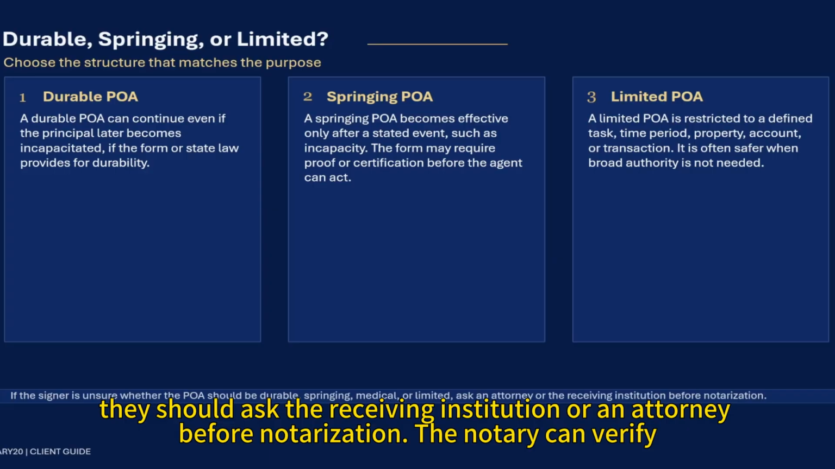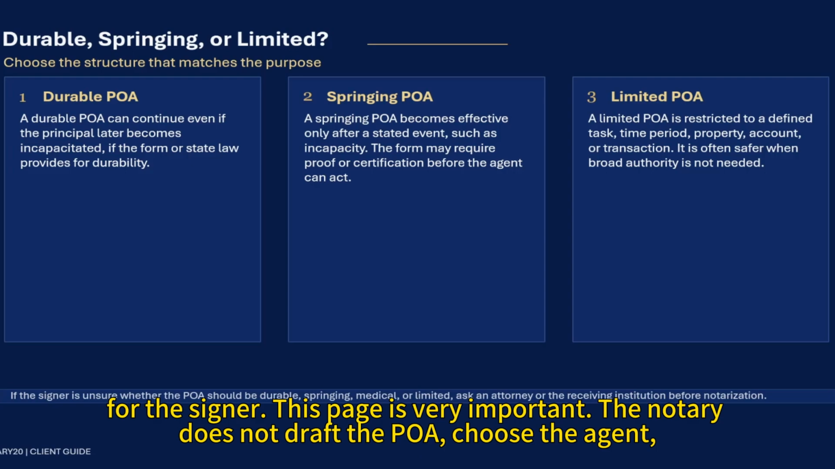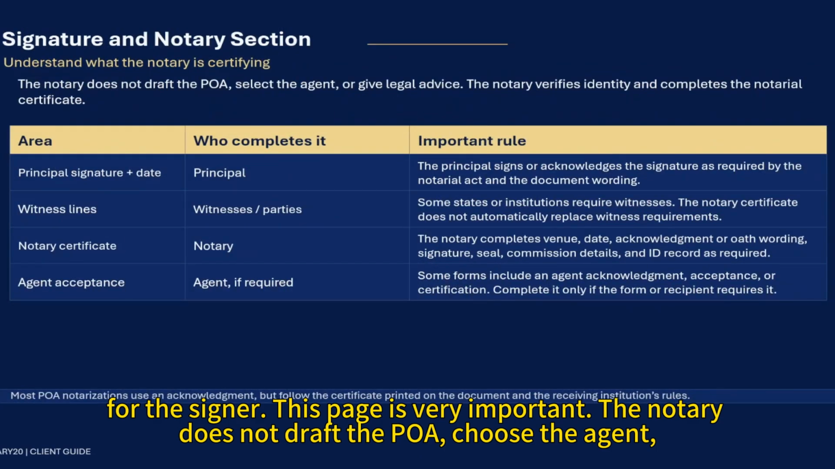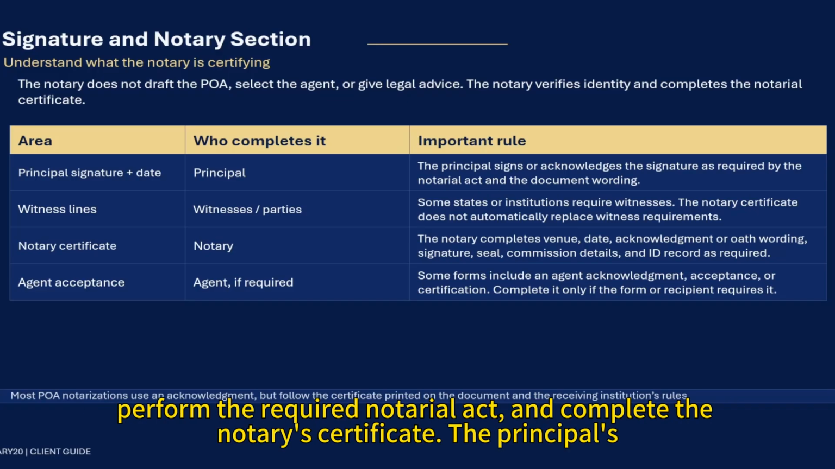The notary can verify identity and complete the notarial certificate, but the notary cannot choose the legal structure for the signer. This page is very important. The notary does not draft the POA, choose the agent, select the powers, or give legal advice. The notary's role is to verify identity, perform the required notarial act, and complete the notarial certificate.